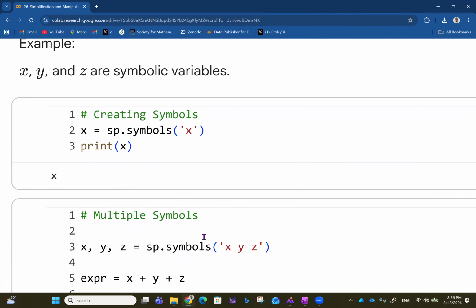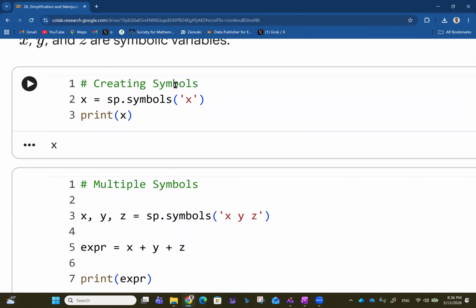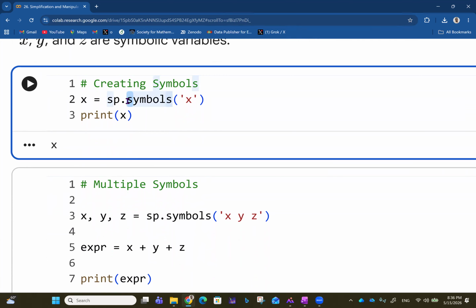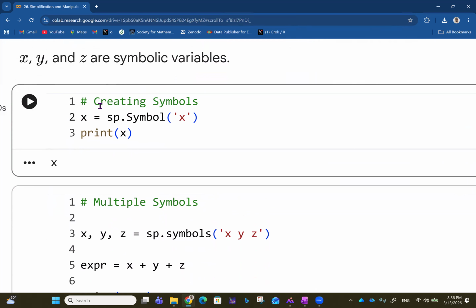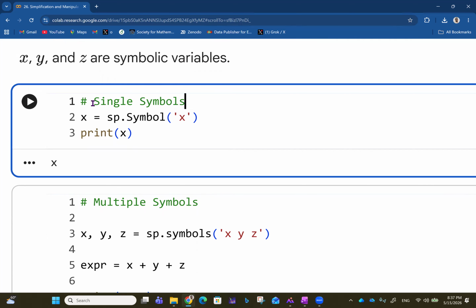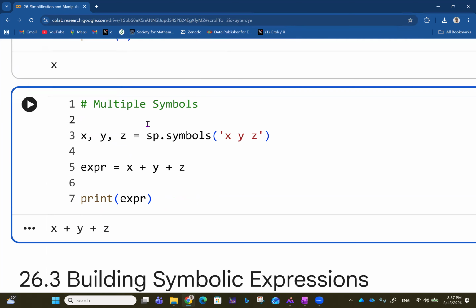If you want to create one symbol, like I said the other time, you can say x equals sp.Symbol, with a capital S but no s at the end. This is for a single symbol. But if you want to create multiple symbols, you use symbols: x, y, z equals sp.symbols, with x y z in quotes. And then if you create an expression with that, that's x plus y plus z, and you can print it.